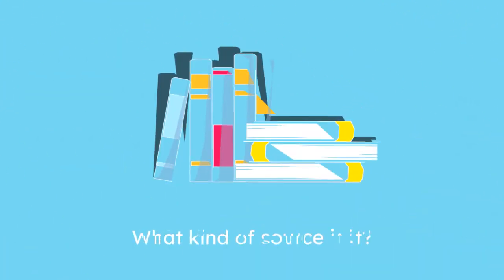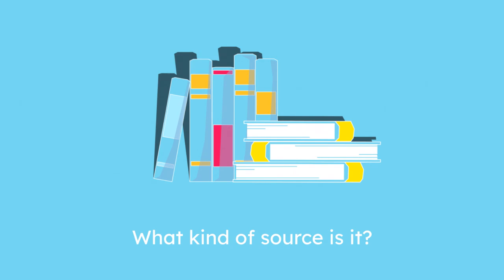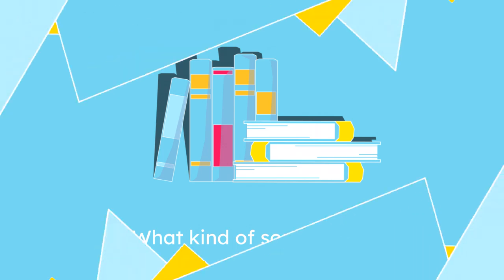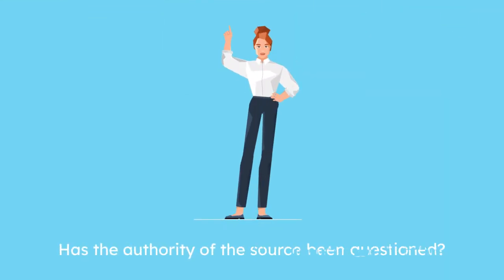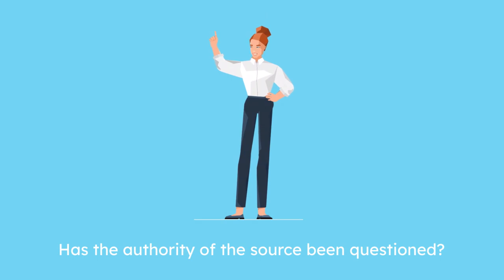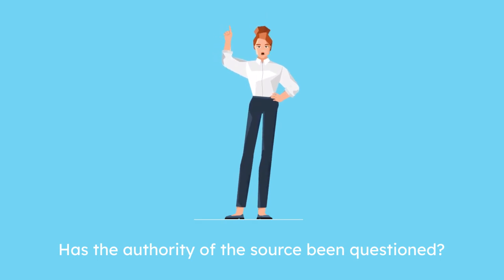What kind of source is it? A book, a journal article, or something else? Is it peer-reviewed? Is it considered an appropriate or prestigious way of publishing information in your field? When was it published? How recent is the information? In some fields, it's very important to find the most recent information. Has the authority been questioned? Did anyone respond to the authors to disagree with their work? Or have the authors released an update or correction?